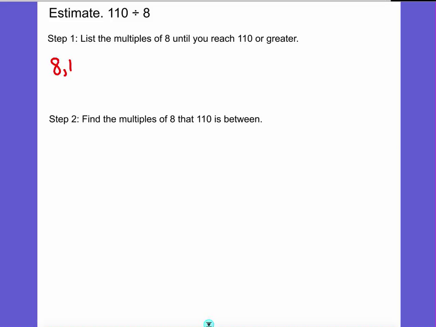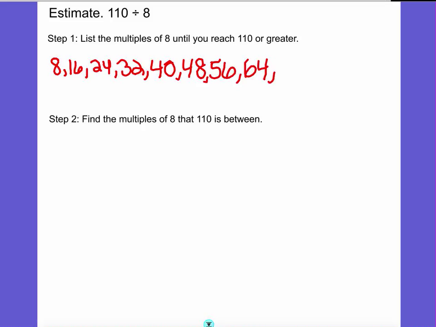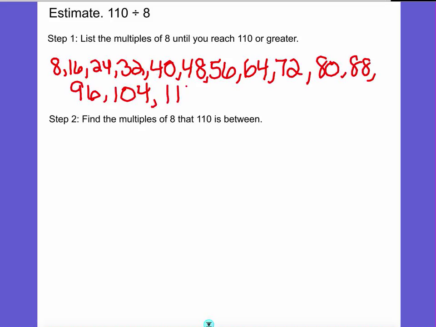So right now, I have to list the multiples of 8 until I reach 110 or greater. So 8, 16, 24, 32, 40, 48, 56, 64, 72, 80, 88, 96, and another 8, 104, and another 8, 112. All right, so I reached 110 or greater. Now I have to stop.